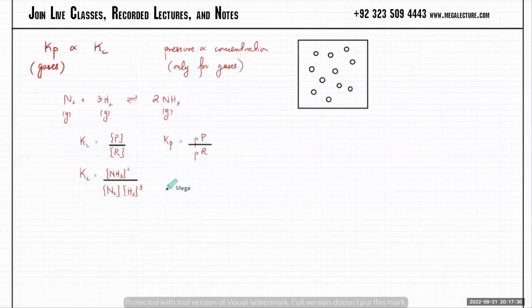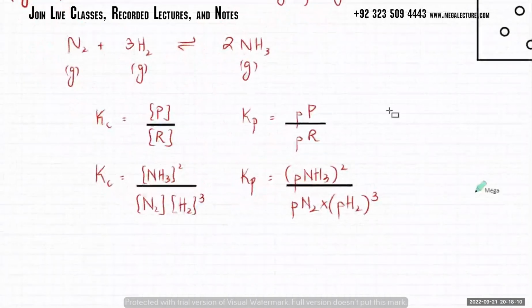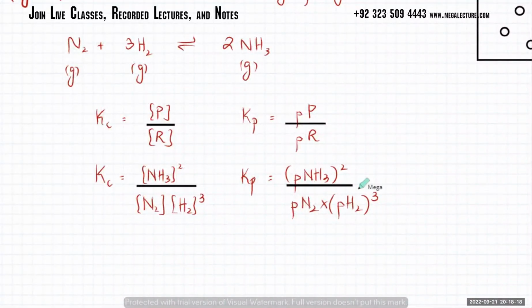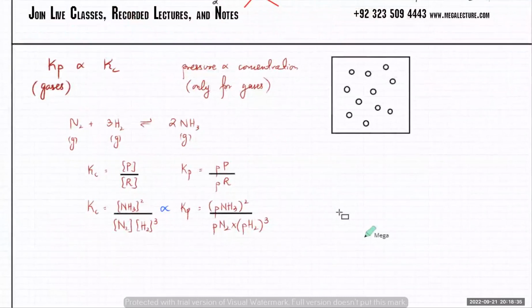So for Kp, you're going to use exactly the same expression. It will be the pressure of NH3 squared, divided by the pressure of N2 times the pressure of H2 cubed. Okay, so it's kind of the same expression. Everything is exactly the same. They're both proportional to each other. Except instead of using concentration, you're now using pressure. That's it. Okay, is that clear? Yes, sir. Yes. Okay. So that's it. You use pressure.